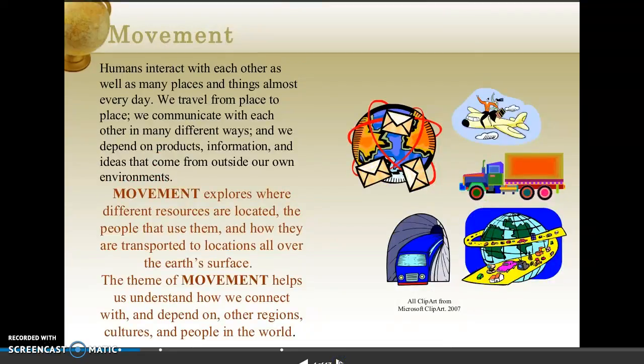Movement. Humans interact with each other as well as many places and things almost every day. We travel from place to place. We communicate with each other in many different ways, and we depend on products, information, and ideas that come from outside of our own environments. Movement explores where different resources are located, the people that use them, and how they are transported to locations all over the Earth's surface. The theme of movement helps us understand how we connect with and depend on other regions, cultures, and people in the world.